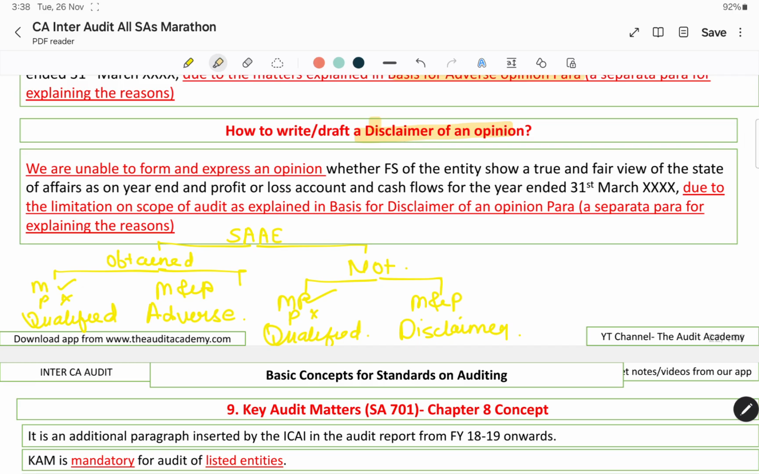Disclaimer of opinion: we are unable to form and express an opinion whether the financial statement of entity show a true and fair view of the state of the affairs as on year end, profit or loss account and cash flow for the year ended on 31st March 2025, due to the limitation on the scope of audit as explained in basis for disclaimer of an opinion paragraph, a separate paragraph for explaining the reasons.